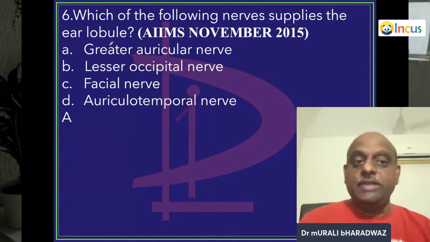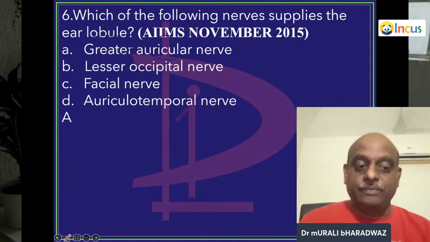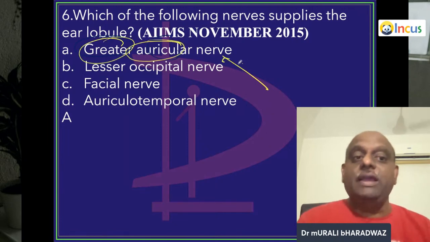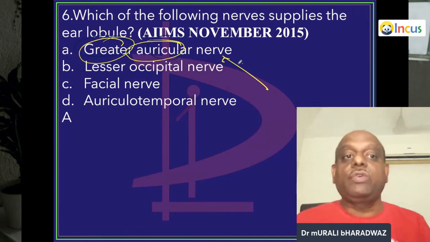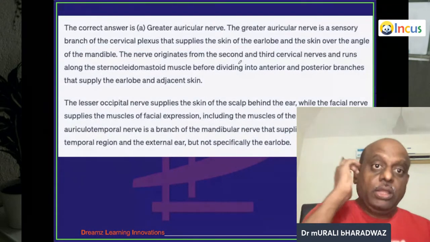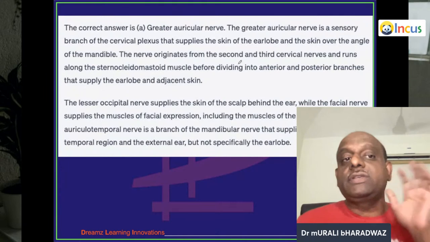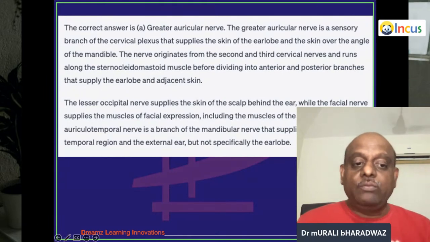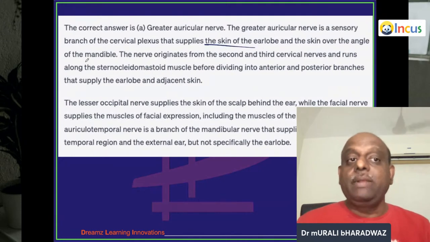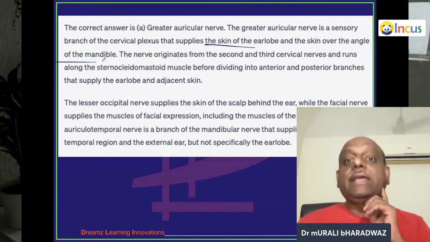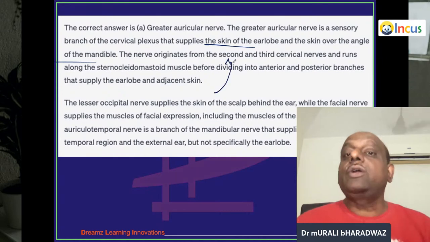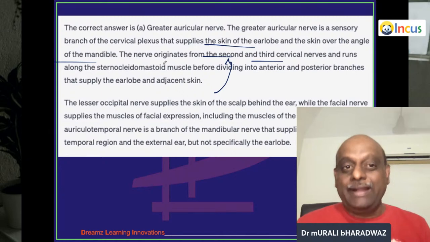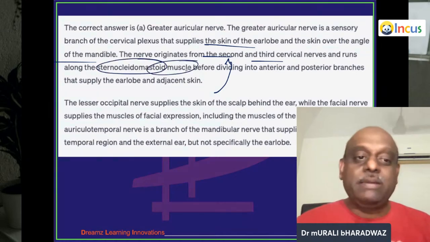Typically, it is the greater auricular nerve. It is the greater auricular nerve that supplies the ear lobule, is what you need to remember. The greater auricular nerve is the sensory branch of the cervical plexus, and it is the one which supplies the earlobe and the skin over the angle of mandible. It arises from the second and third cervical nerves, and it runs along the sternocleidomastoid muscle.